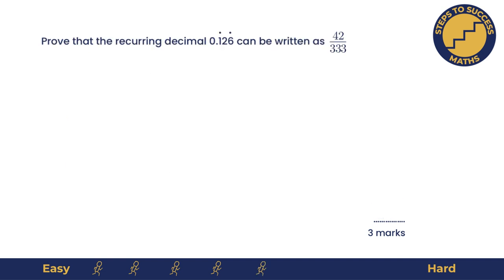Prove that the recurring decimal 0.126 can be written as 42 over 333. So x is equal to 0.126, and it's all recurring. 126, 126, 126 forever. Now, we want to get it so that the 126 repeats. So we're going to need to multiply this time by 1,000.